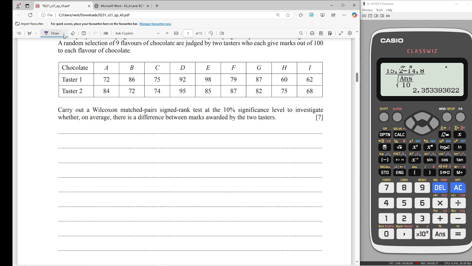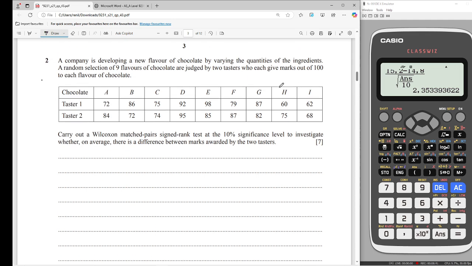So let's see the question here. It says a random selection of 9 flavors of chocolate are being judged by two taste testers, who give marks out of 100 for each flavor of chocolate, so there are totally 9 samples, 9 flavors with 2 taste testers. Carry out a Wilcoxon matched pair signed rank test at 10% significance level to investigate whether on average there is a difference between marks awarded by the 2 taste testers.